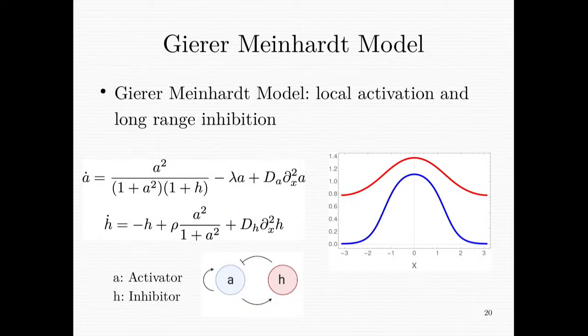The reason this is interesting is because one of the problems with the Turing mechanism has been the difficulty of identifying molecular components which give you an activator-inhibitor kind of form.